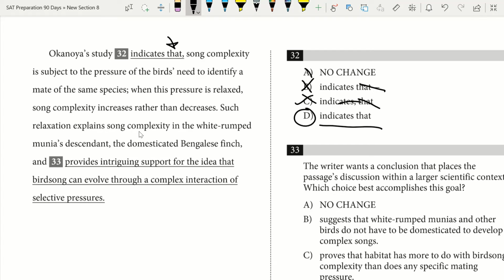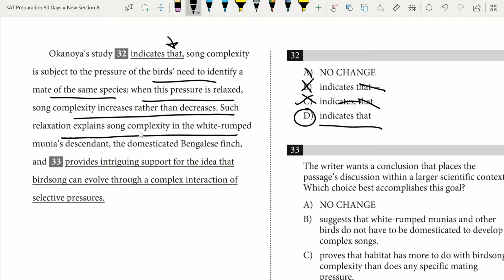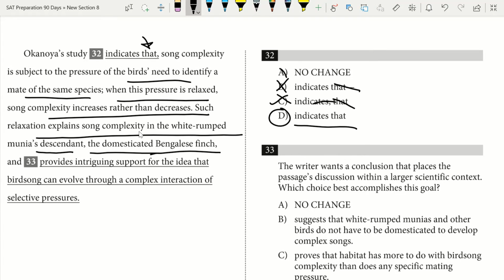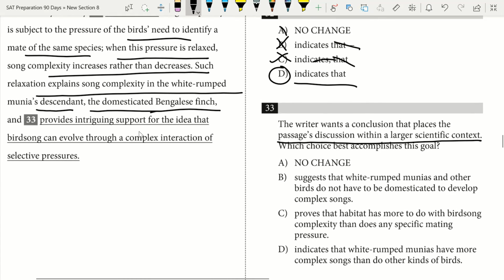Okay, so song complexity is subject to the pressure. The birds need to identify a mate of the same species. When this pressure is relaxed, song complexity increases rather than decreases. Such relaxation explains song complexity in the white-rumped Munia's descendant, the domesticated Bengalese finch, and provides... okay, as far as this part, I know that I'm asked to provide a conclusion that places the passage's discussion within a larger scientific context. So at this point, I'm really looking to find a larger scientific context for this. So I'm going to look for something that isn't talking specifically about these species, these white-rumped Munias, or about the white-rumped Munias in D. So B and D are going to be off the table.